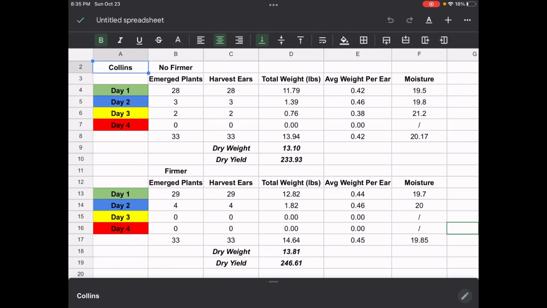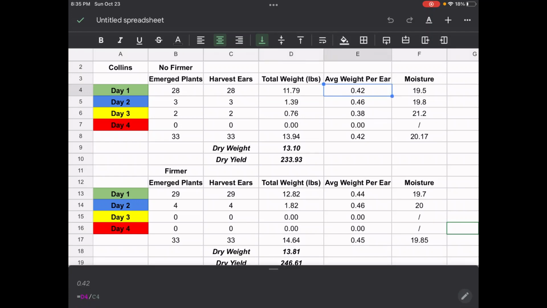So here's the other field we ran this test in, another Emergence flagging kit. A little better planting conditions here, maybe about the only perfect planting conditions we had all spring. So no firmer, 28 emerged plants, 28 harvested ears, and that matches all the way down the line. Day one, two, and three, there are no day fours. So same thing, total pounds per day. And now our average, this is kind of interesting. Day one's not quite as high as day two. There are definitely a lot more day ones, but you can see we get a drop again on day three with just the 2 ears that emerged on day three.